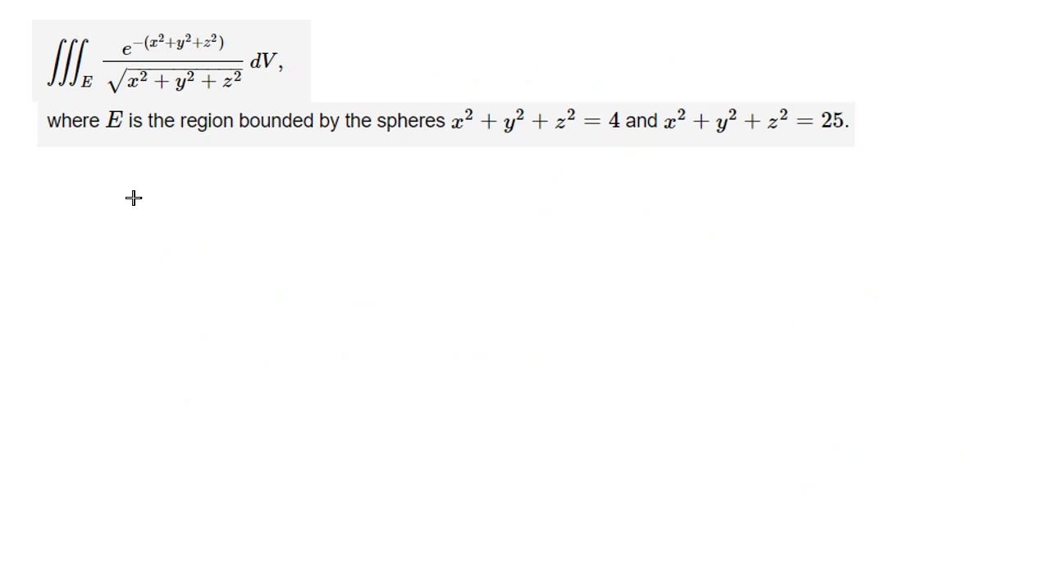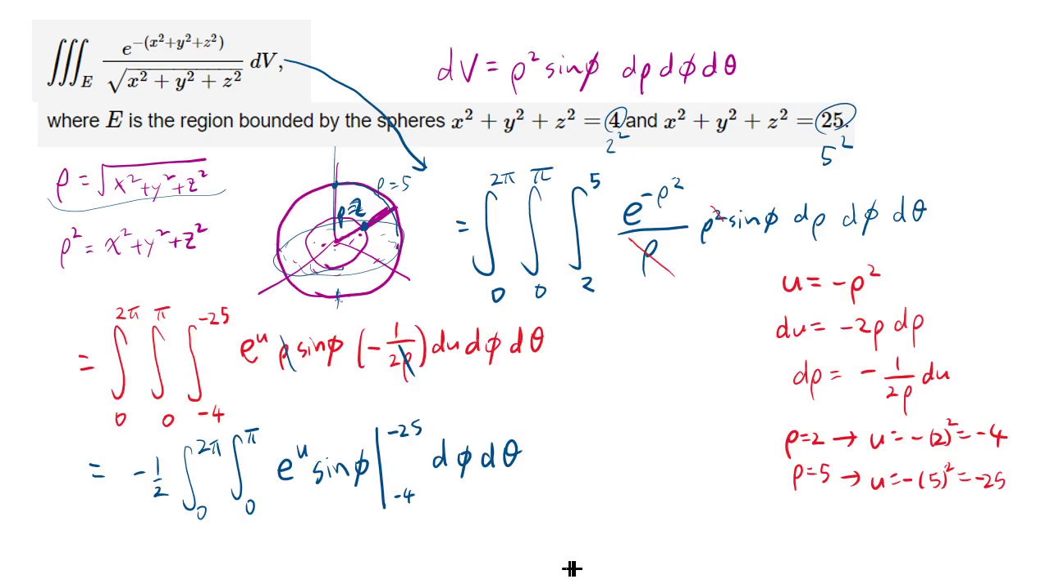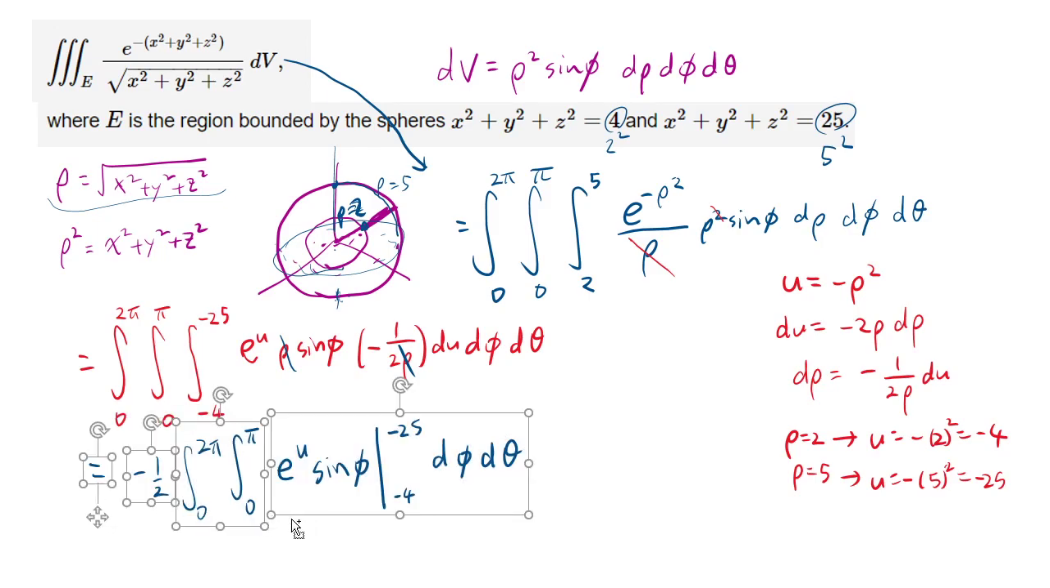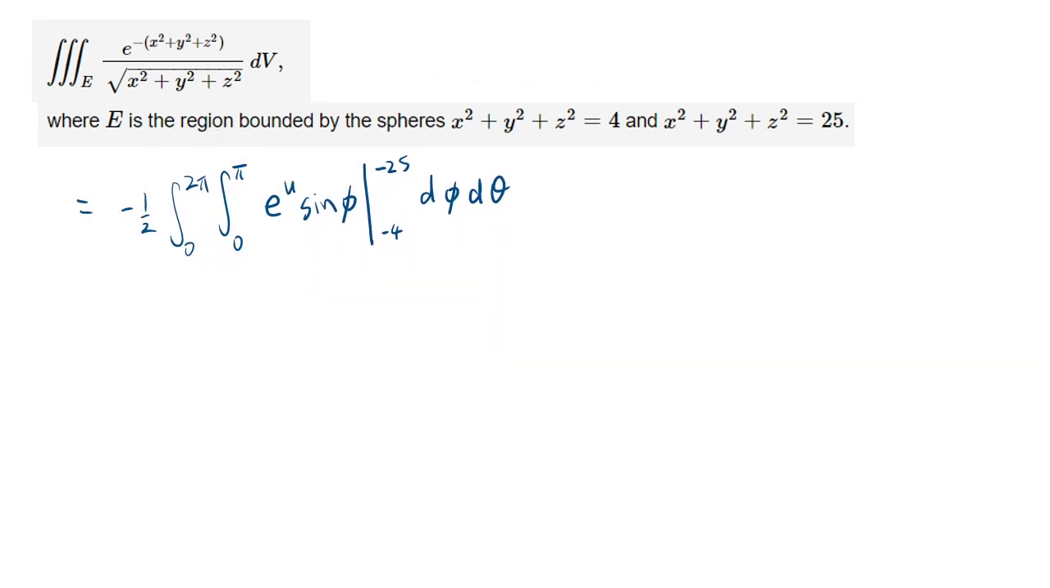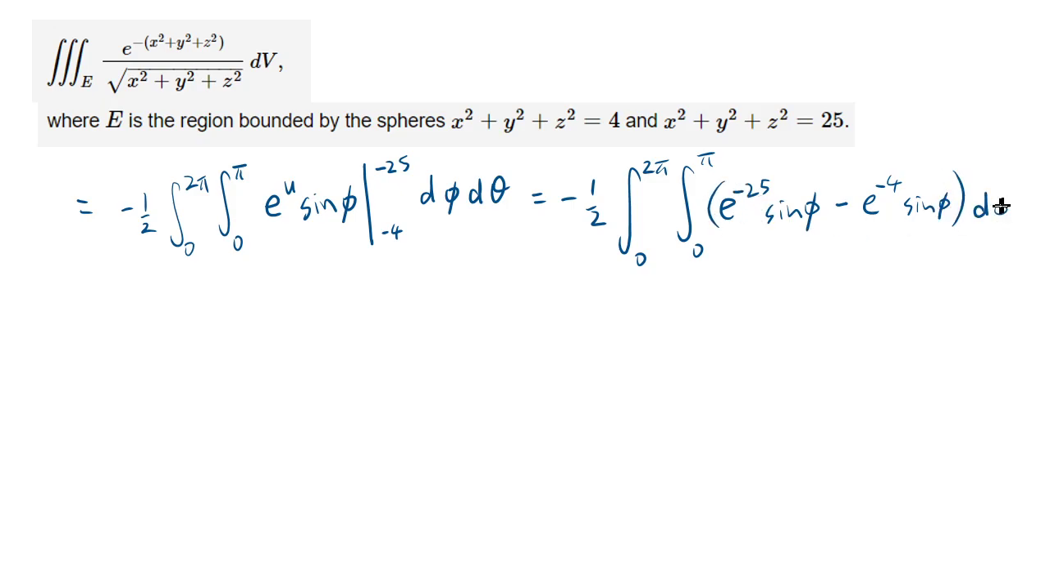Okay, so let's continue. That means we have to plug in negative 25 and negative 4. Let me copy that last integral over here so we can continue. Then this would be negative 1/2, 0 to 2 pi, 0 to pi, negative 25 goes into u, sine phi, and then subtract negative 4 goes into u, sine phi, and you still have to integrate by phi and integrate by theta.